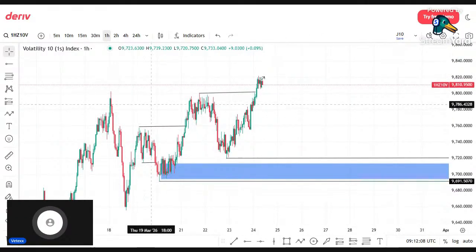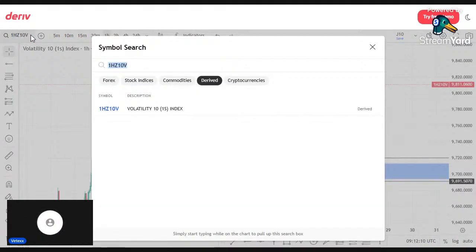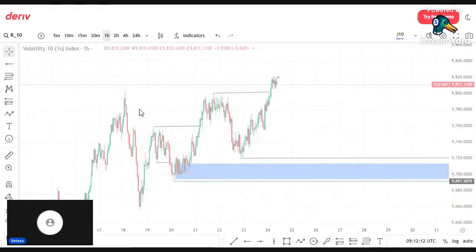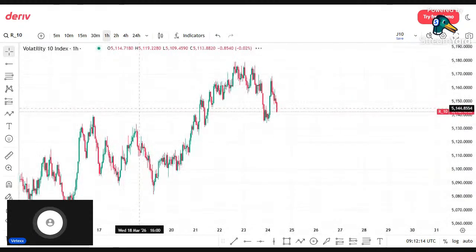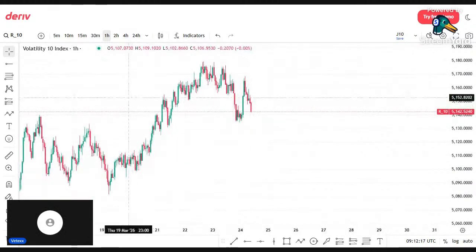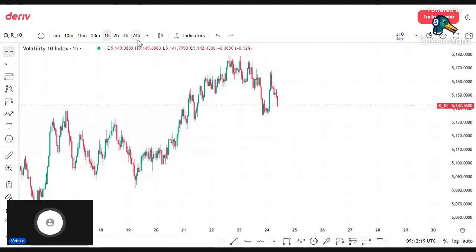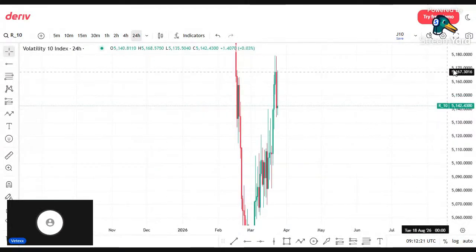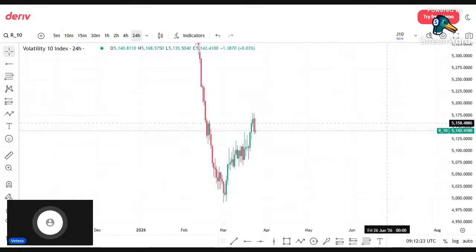The next pair I'll be checking out is V10. All right. Let's check V10. What do we have on V10? Starting from the daily time frame, V10 is bullish. Okay, V10 is bullish on the daily time frame.